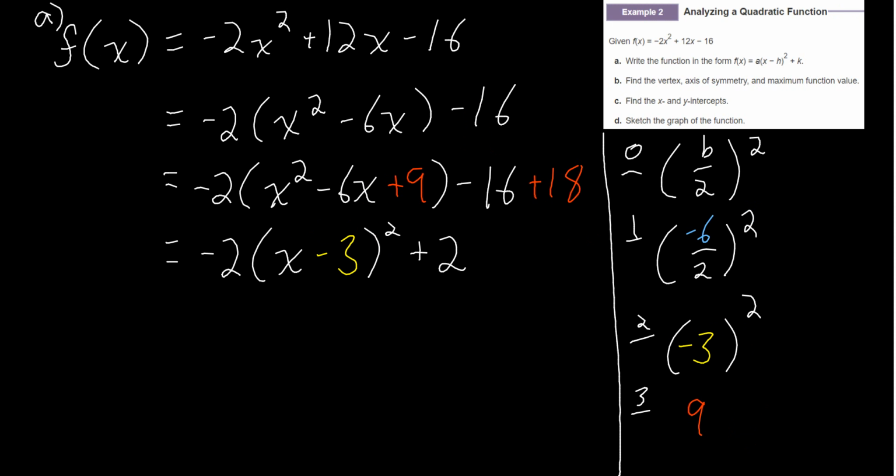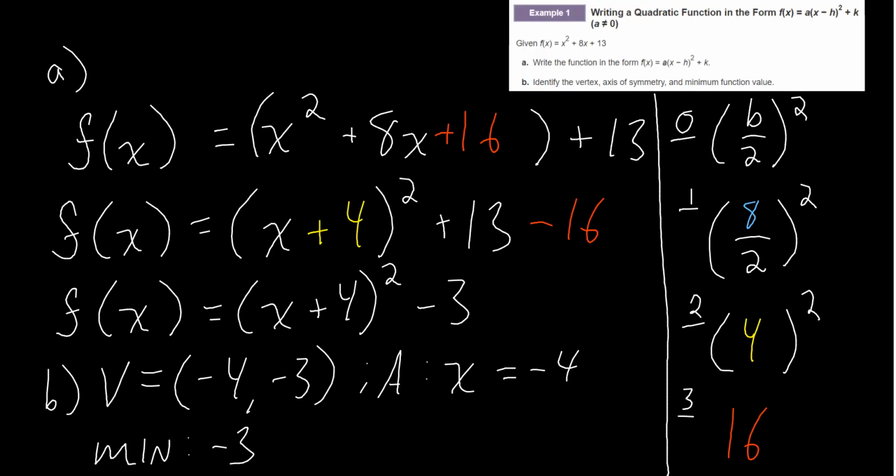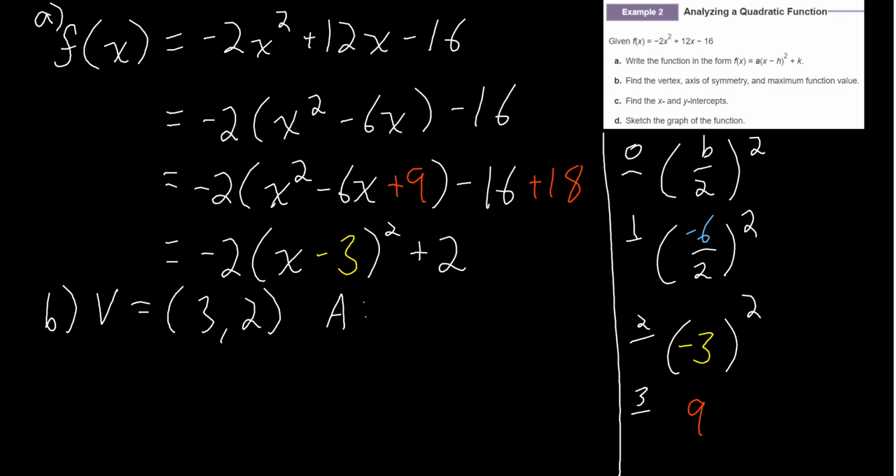B, find the vertex, axis of symmetry, and maximum value. We're going to have a maximum value here because it's a parabola opening downward. So my vertex is going to be a positive 3 and a positive 2. My axis of symmetry is going to be x equals negative 3. And my maximum value is going to be 2.